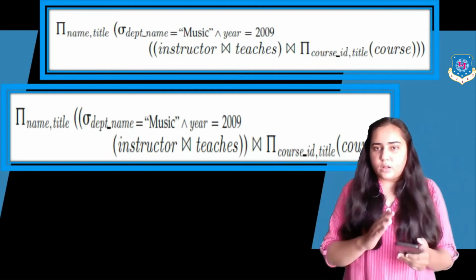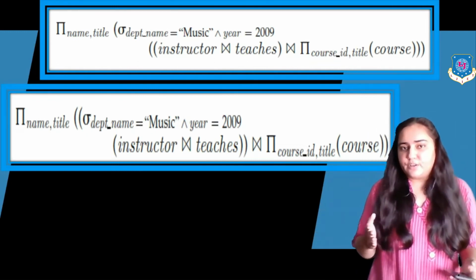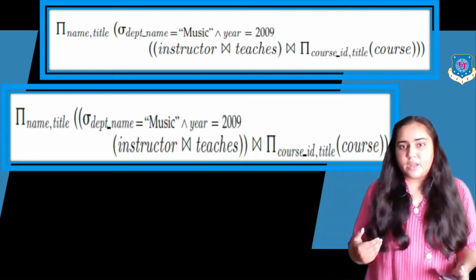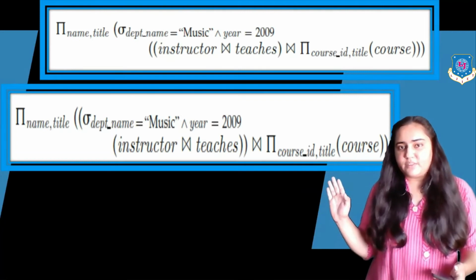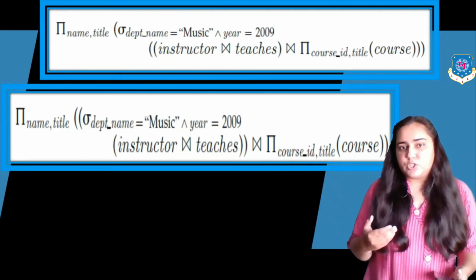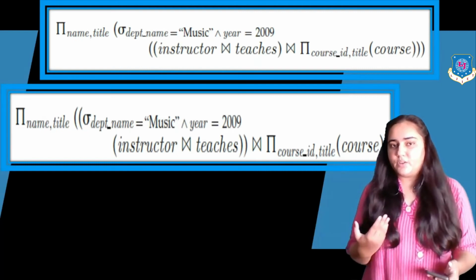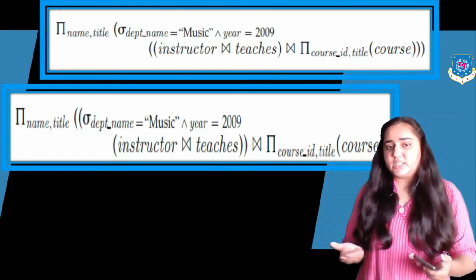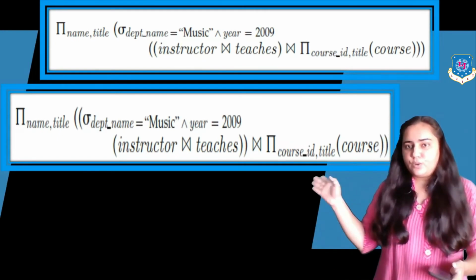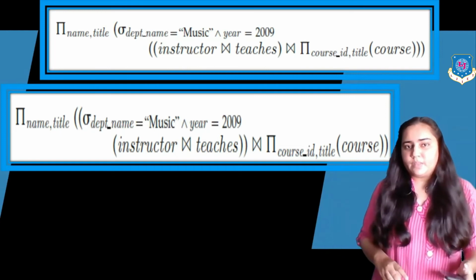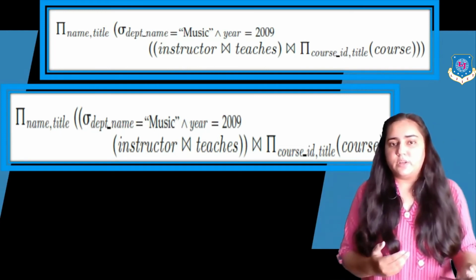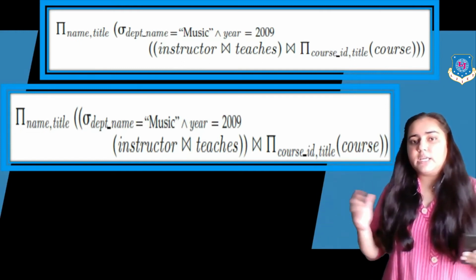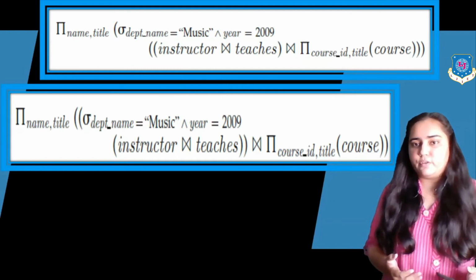on all 3 tables. So first I took a natural join of all 3 tables, and then I applied the sigma condition. But down in this query, what I've done is applied the sigma condition only on instructor and teachers. The reason for this being, instructor contains the department name column and teachers contains the year column. So I do not need the course table in order to perform the sigma. So first I'm applying sigma on instructor natural join teachers and pi on course, and then taking a natural join. So it's just a different order of operations.